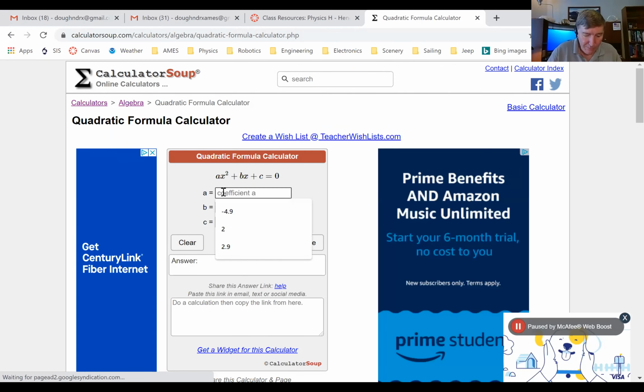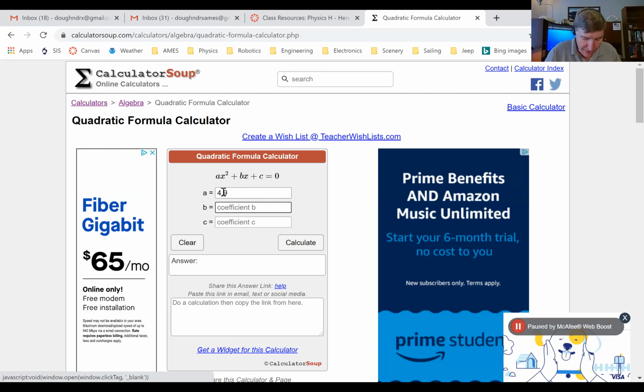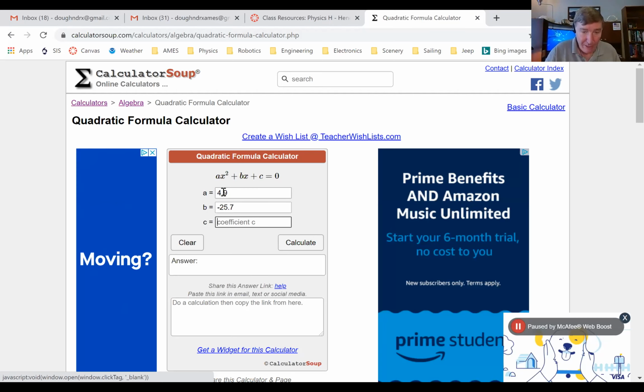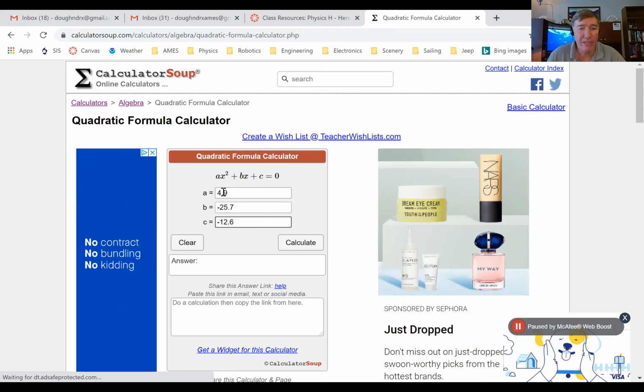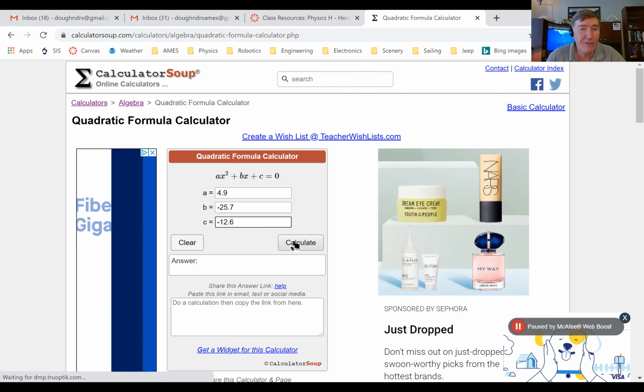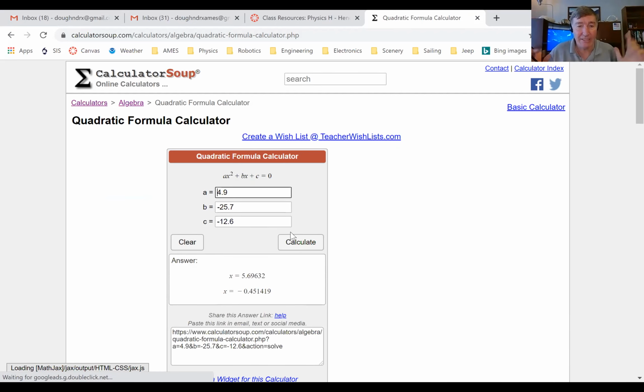Okay, so for me, a is not negative 4.9, it's a positive 4.9. And B is not a positive 25.7, for me it's a negative 25.7. And for me, C is not a positive 12.6, it's a negative 12.6. Okay, so here comes the moment of truth. I'm going to hit calculate. If I get a different answer than Fatima got, that means physics is broke and we can all go home. And the answer is, hey, it's exactly the same.